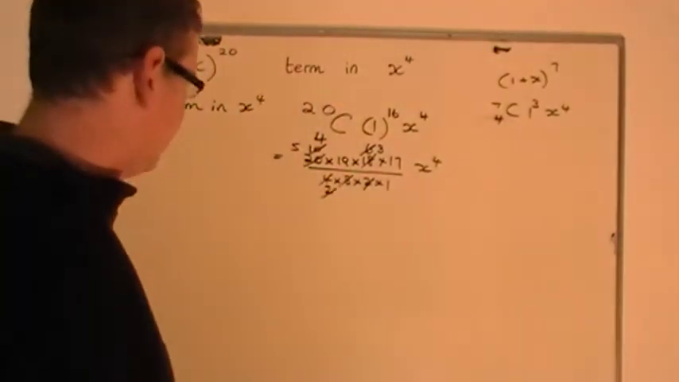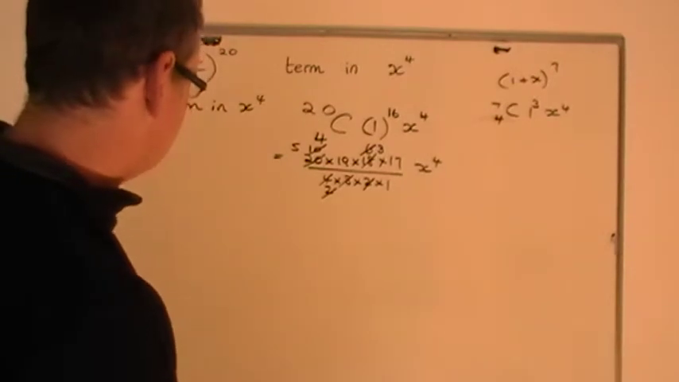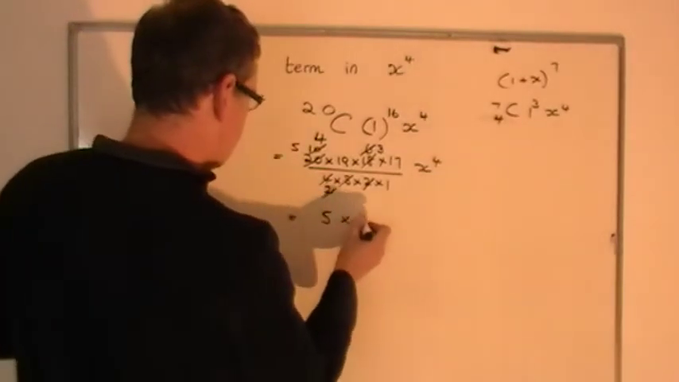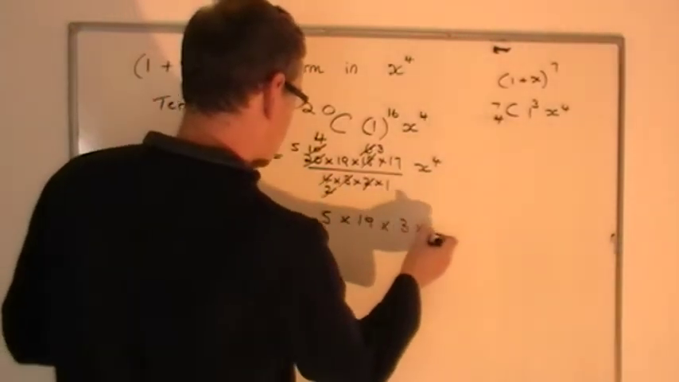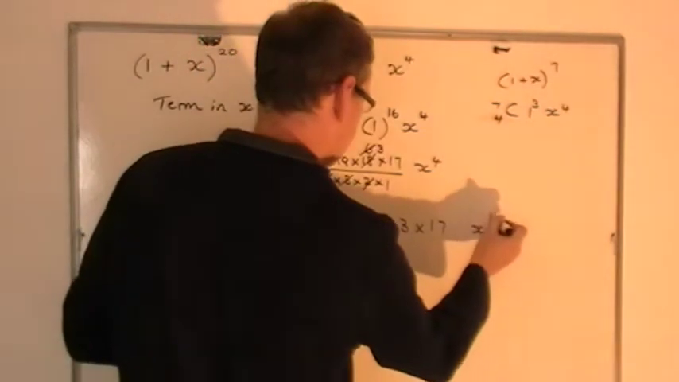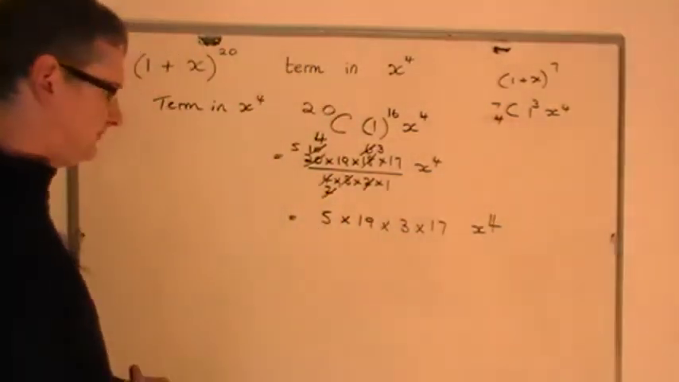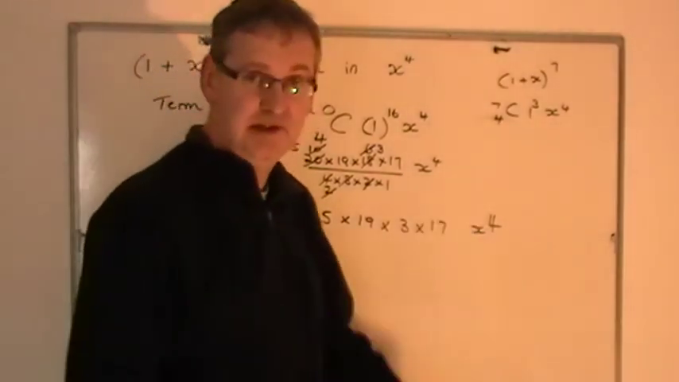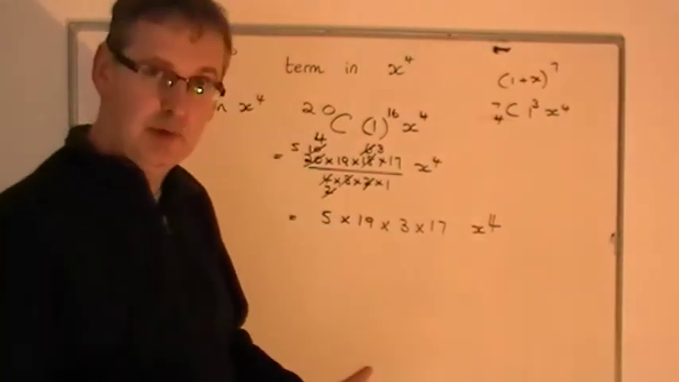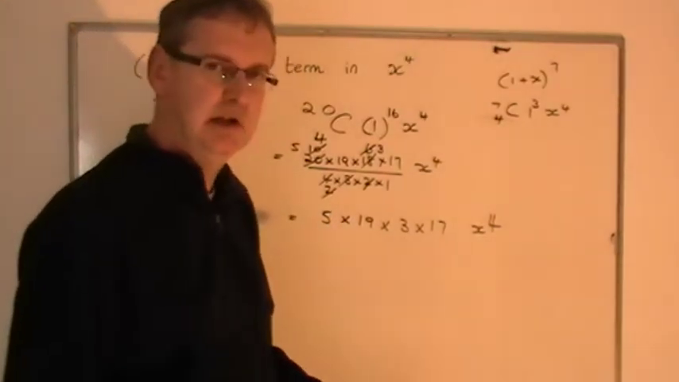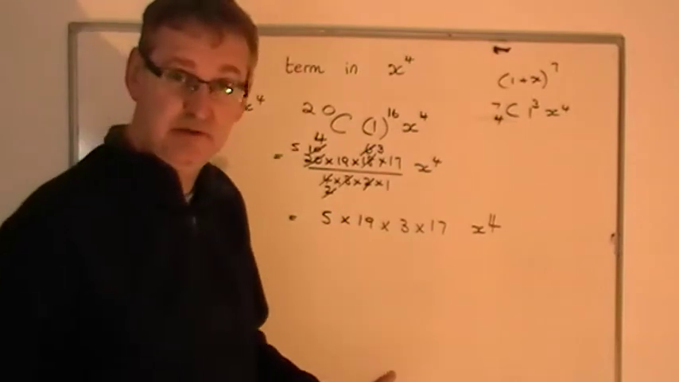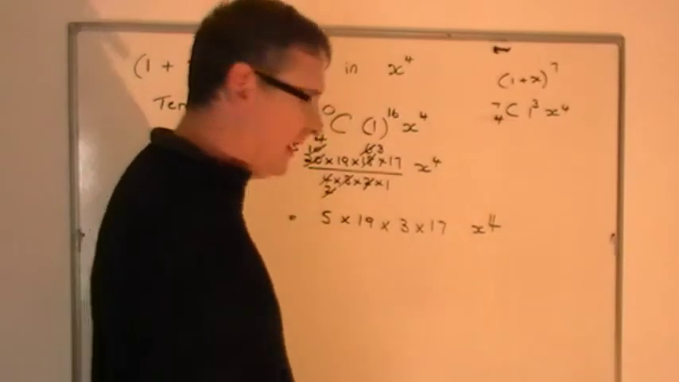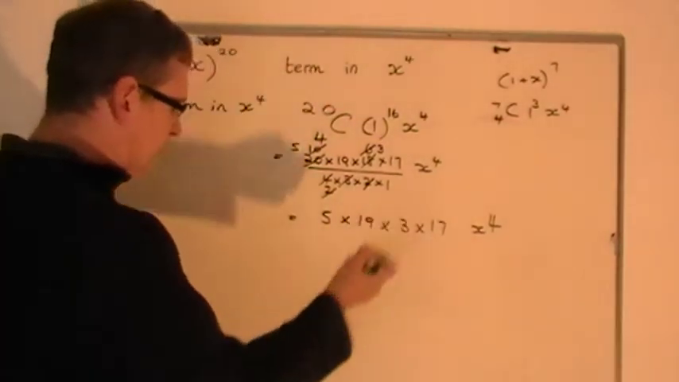A load of cancelling going on there. It's not a very nice sum. So you end up with, I think, 5 times 19 times 3 times 17 x to the 4s. Okay? Which of course is not a very nice calculation, but you would never get figures like that in the exam because they're too big. It's paper 1, it's C1, no calculator. Obviously if we're doing a binomial on C4, where we do have binomial questions, with a calculator to hand, you could well get a calculation like that. So you just have to work that out.